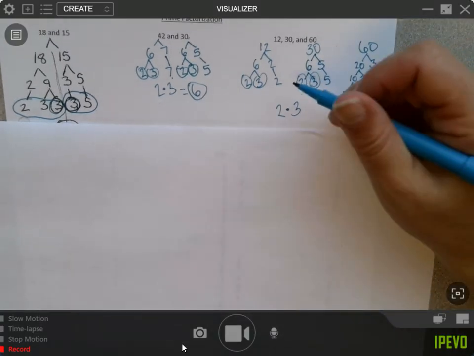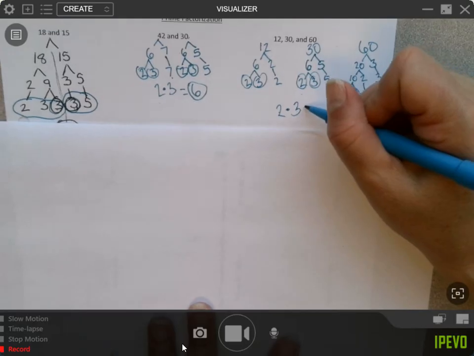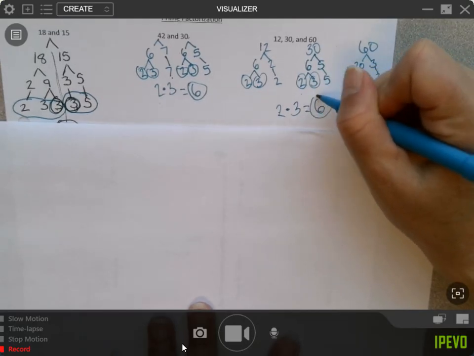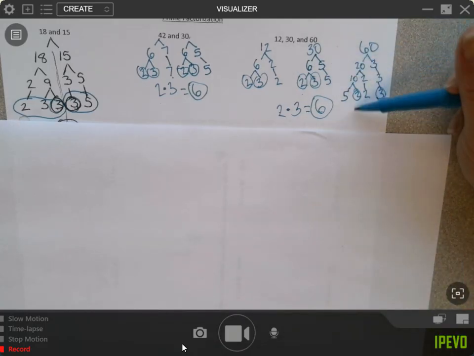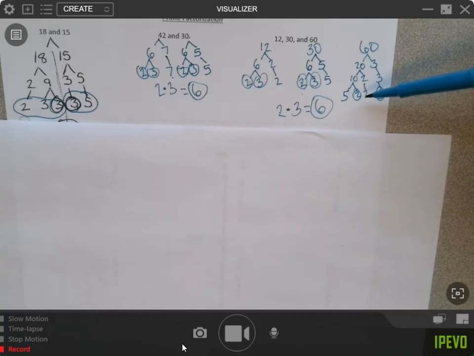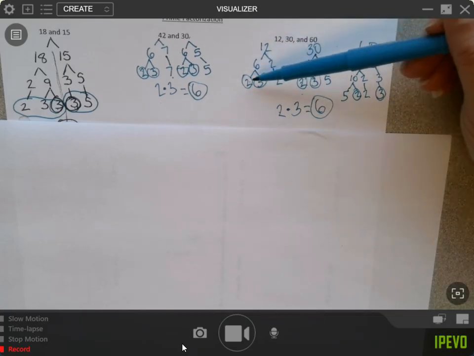So I am just going to multiply 2 times 3, and I'm going to come up with the greatest common factor of 6 again. So we have to be careful that all 3 numbers share a factor. We circle it so we don't reuse that number again.